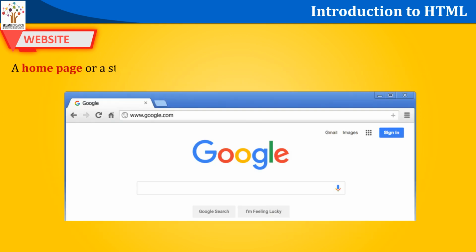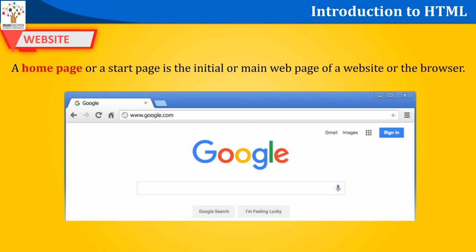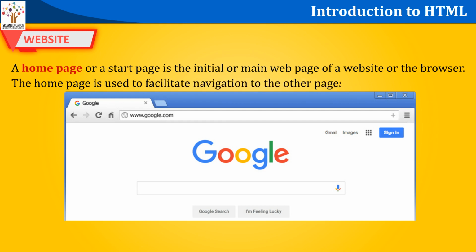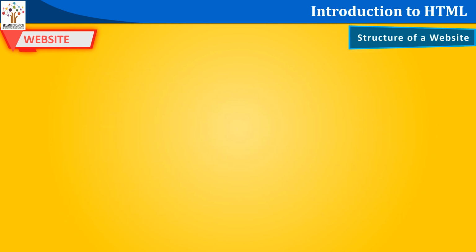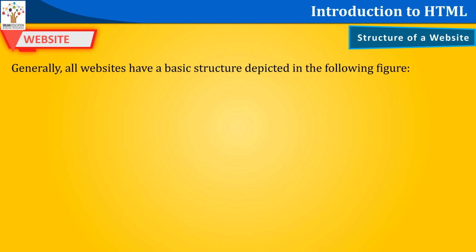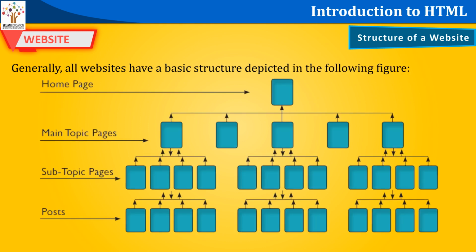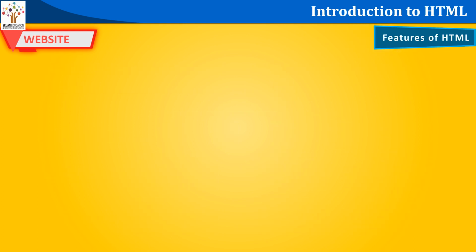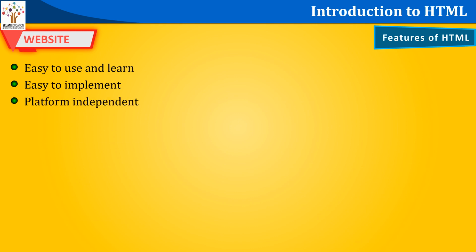A home page or a start page is the initial or main web page of a website or the browser. The home page is used to facilitate navigation to the other pages. Structure of a website. Generally, all websites have a basic structure depicted in the following figure: home page, main topic pages, subtopic pages, posts. Features of HTML: easy to use and learn, easy to implement, platform independent.